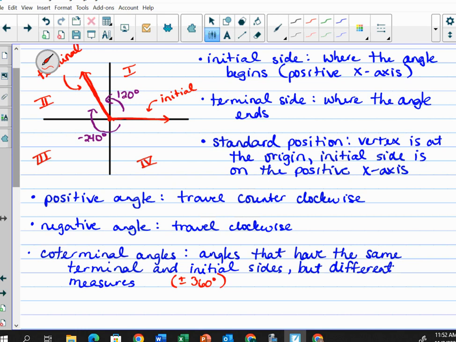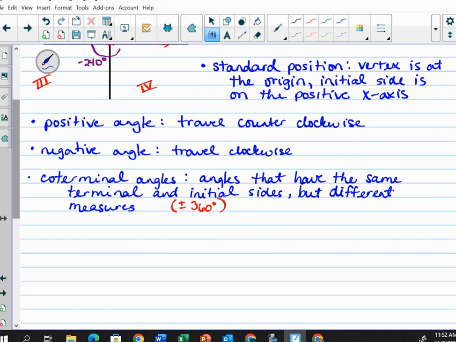So let's try one and see if you understand what I'm saying. Find two coterminal angles to 100 degrees. So 100 degrees is the angle I'm giving you. I need you to find me two coterminal angles. There's actually an infinite number of coterminal angles.